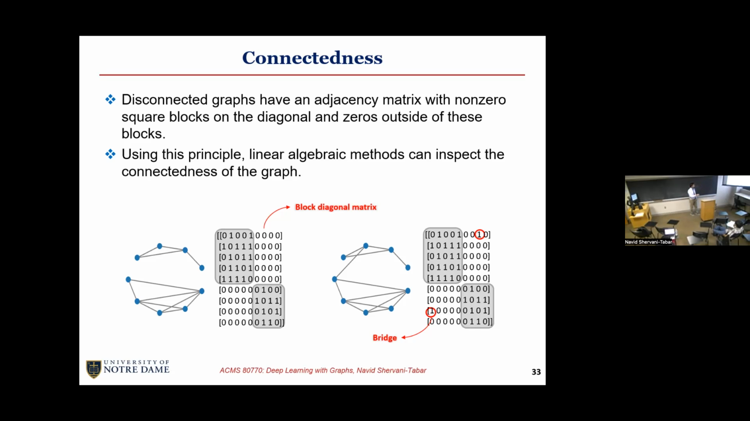Now, I have another graph, which is connected, and you can see that the difference between these two graphs is this edge. This edge is the connection between two components, and we call that a bridge. A bridge is usually seen here as a non-zero element outside of those diagonal blocks. So we had this bottom component up here, and this element represents the connection between basically these two nodes.